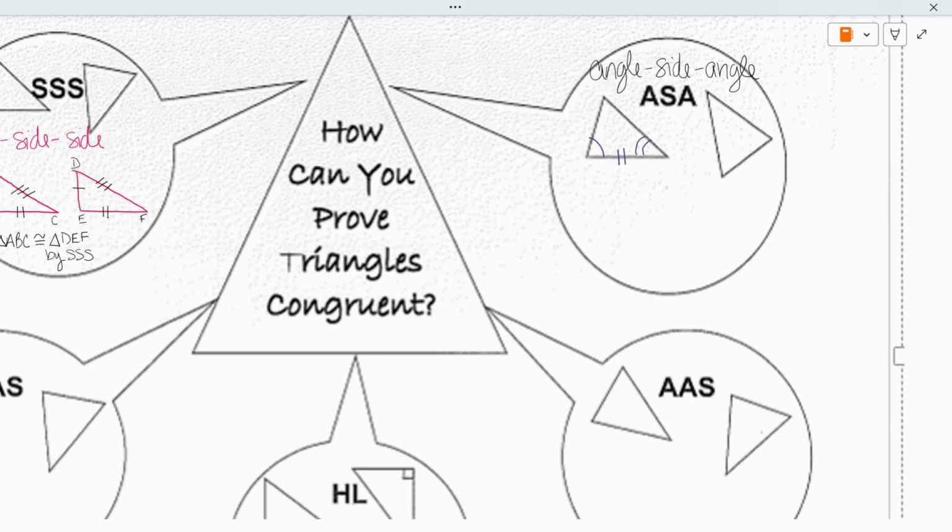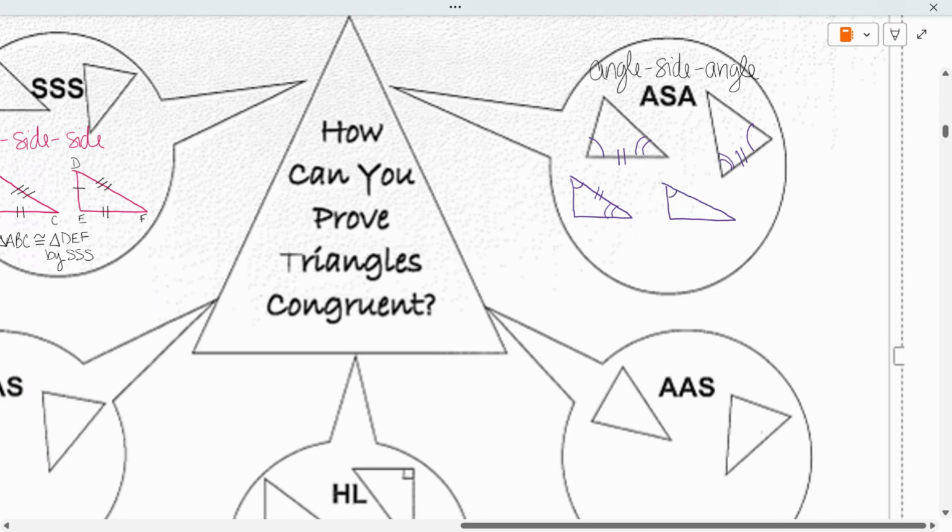So when I look at the next triangle, I don't really know how it's orientated, but I'm going to go this way. Angle, side, angle. I always draw pictures of right triangles. That's how my brain works. It's just easier for me to see. So if I said angle, side, angle, next triangle, angle, side, angle.